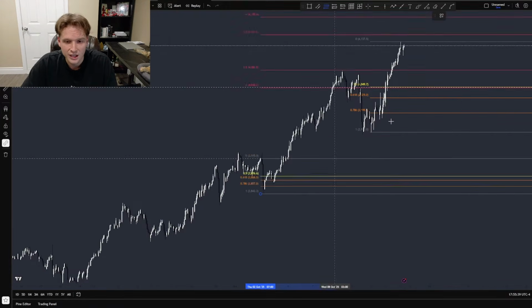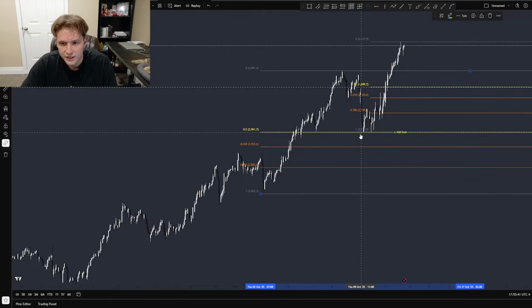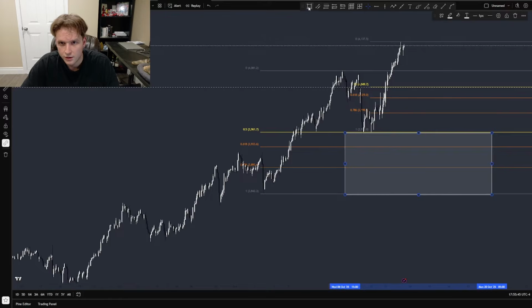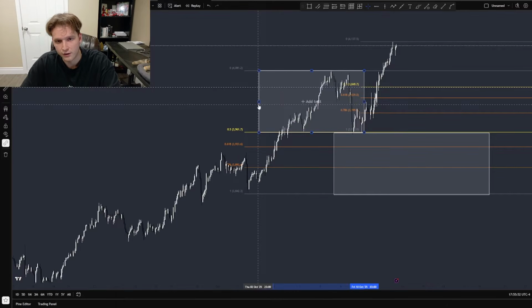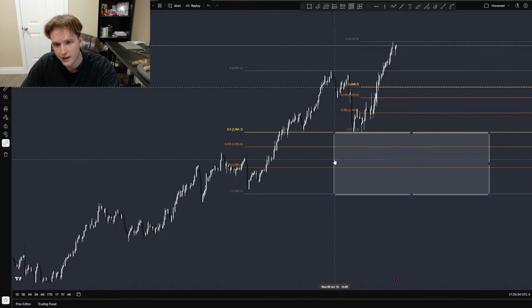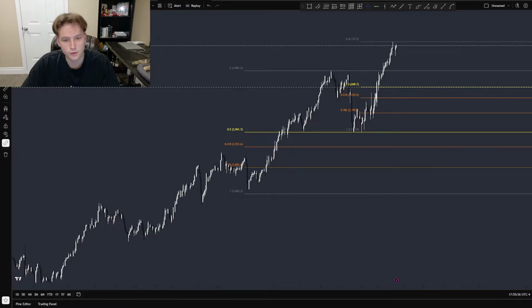So if I was to take this line and draw it out again, you can see right here we enter the discount and we bounce off it instantly. This right here is discount. This right here is premium. Now, because our trend is bullish, you want to only buy in discount, not in premium. You just wait for that move to happen. It's as simple as that, guys.